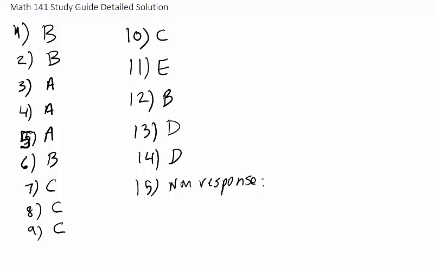Number 16. The class width is the difference between 2 successive lower class limits. Yeah, that is correct. Or 2 successive upper class limits. So you choose A here.